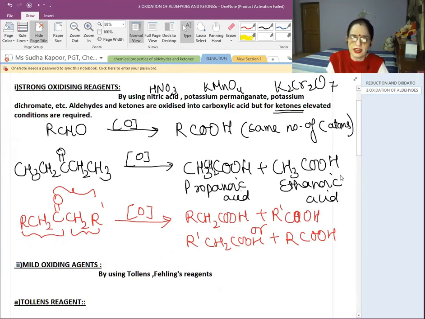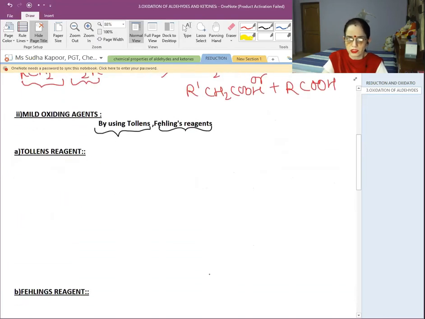Now come to the other heading, that is the mild oxidizing agent. Mild oxidizing agents are Tollens' reagent and Fehling's reagent. We can also use NaOH and I2 over there. Both these reagents are very helpful when we have to detect aldehydes and ketones.